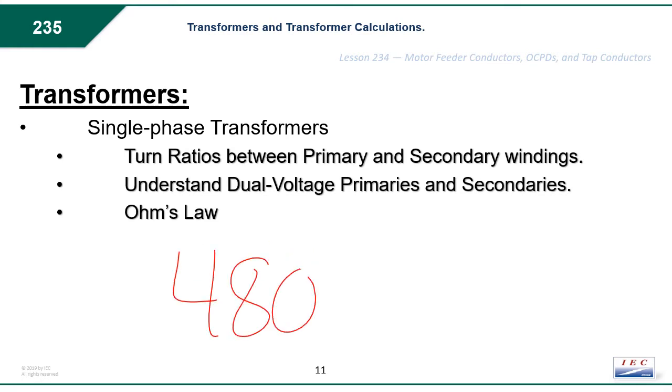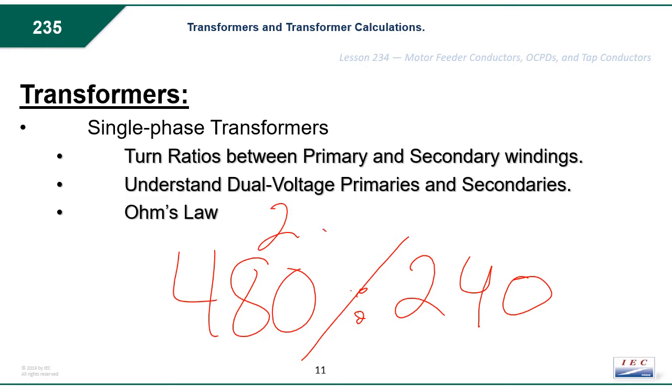480. And that's my primary. My secondary would be 240. What would my turn ratio be? I simply divide the two together. 2 to 1. My turn ratio for my voltage would be 2 to 1. And inversely, my turn ratio for my amperage would then be 1 to 2. The amperage on the primary would be 1 to twice the amperage on the secondary. That's turn ratios.